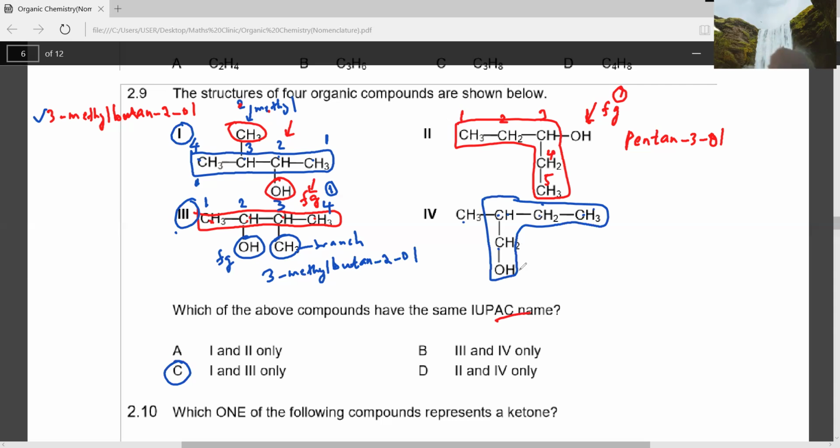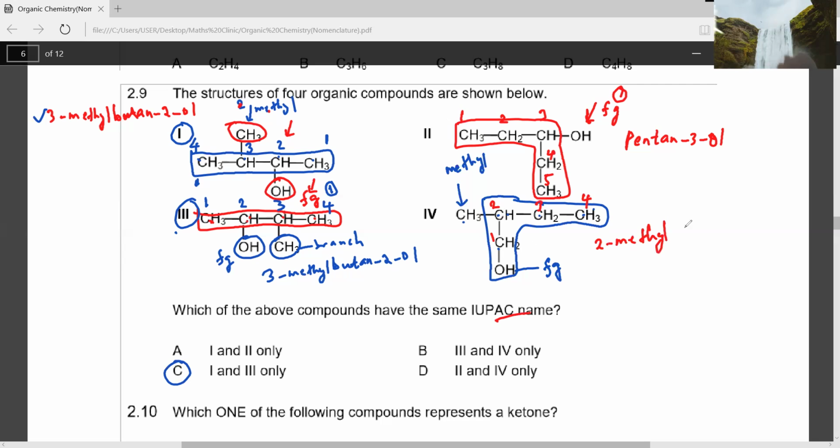Now, here is our functional group. Here is our branch. Our branch is methyl. We give priority to the functional group over a branch. So our numbering should be from here: 1, 2, 3, and 4. And what will be the name? The branch is at carbon number 2, so this will be 2-methyl, because the branch is at carbon number 2.